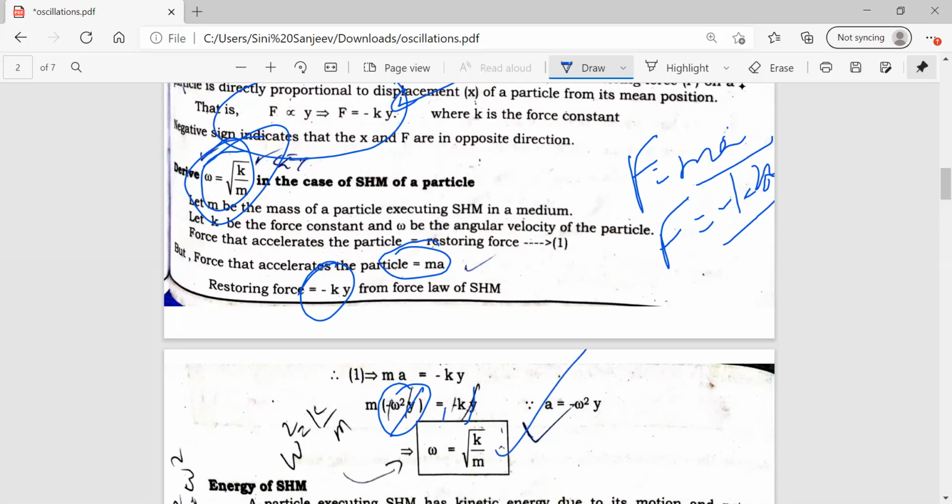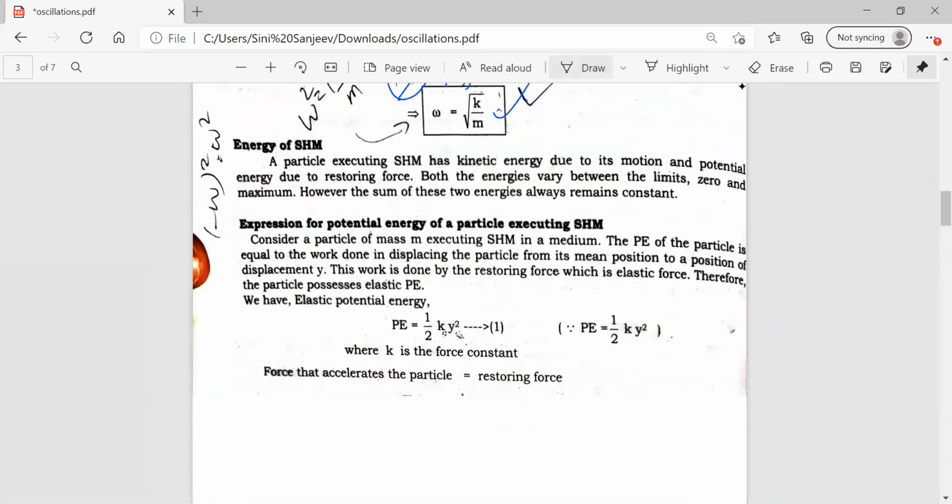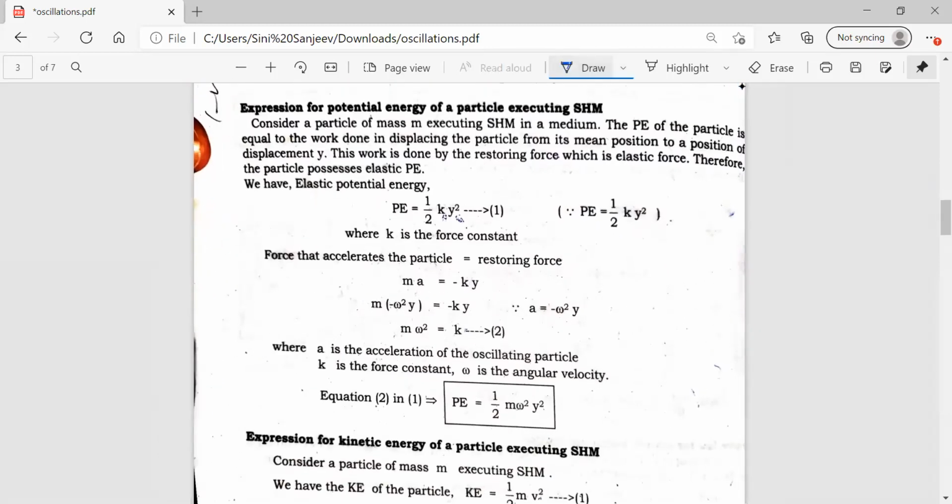Simple as that. Minus and minus will get cancelled. Plus, we just learned from the last thing, so we just proved that. Potential energy, correct. Elastic potential energy is what? Half ky square.